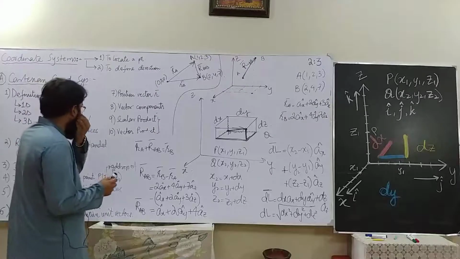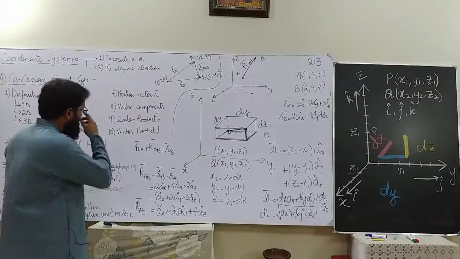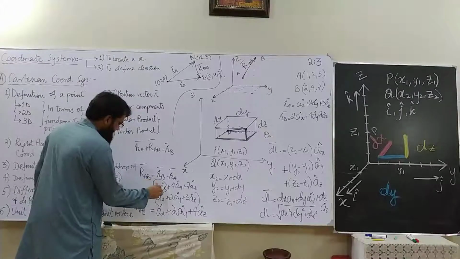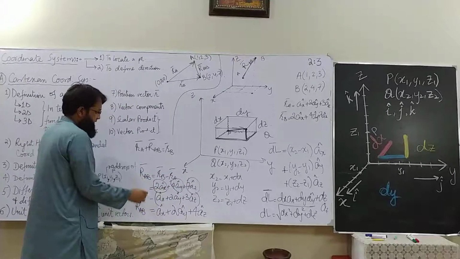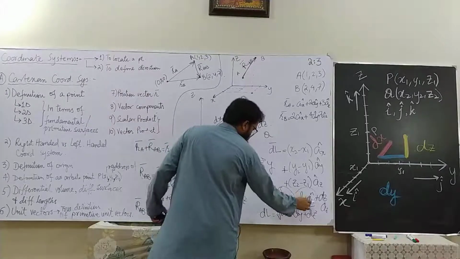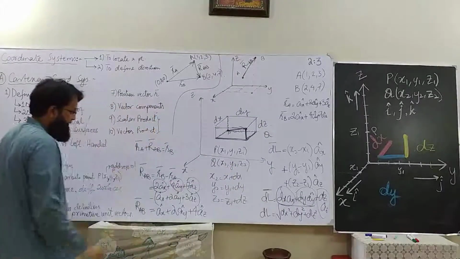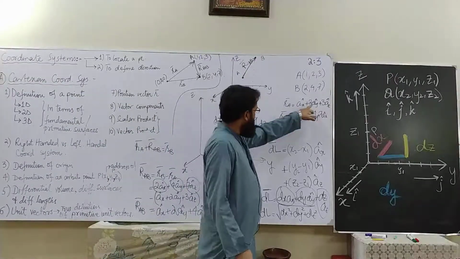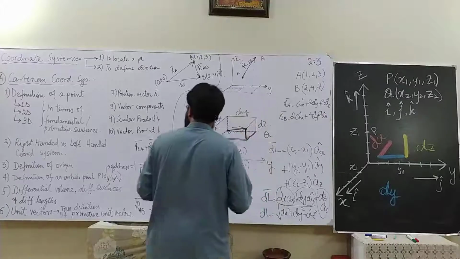Position vector we have already defined. Now we have got point number 8, which is vector components. So these components are the vector components of the vector RAB. dx ax, dy ay, and dz az are the vector components of the differential length vector dl. Okay, so ax, 2ay, and 3az are the vector components of the position vector Ra.